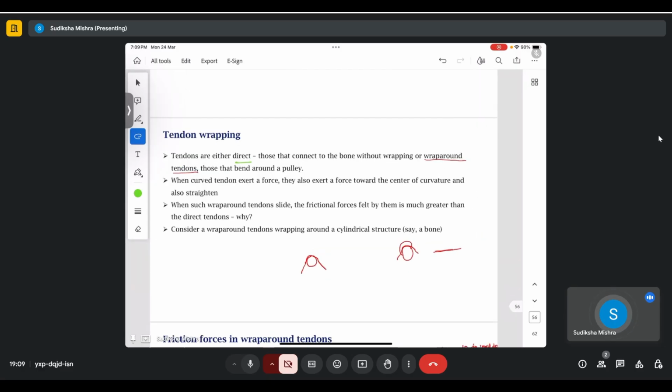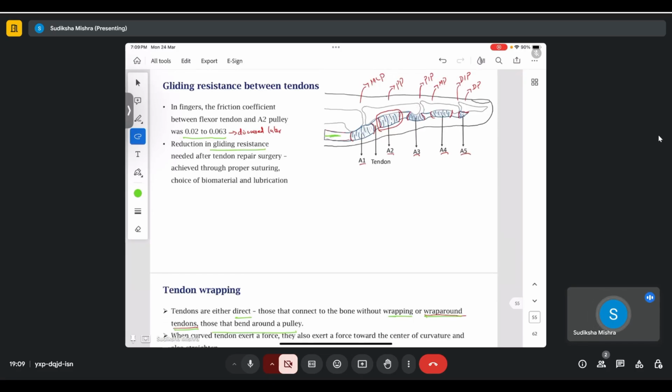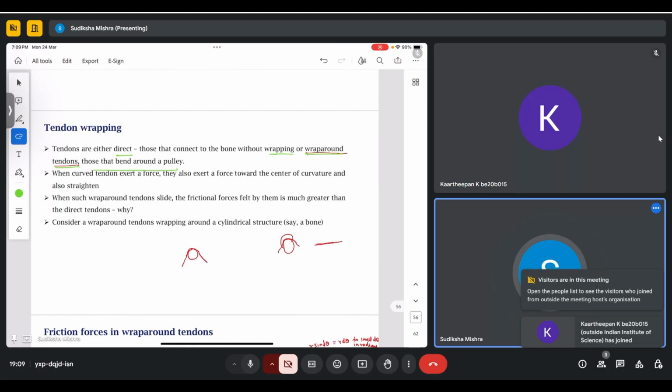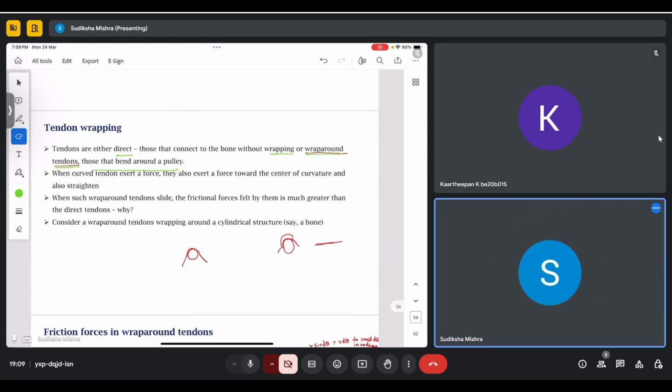So, tendons can be of two types. They can either be direct, connecting to the bone without wrapping, or they can be wraparound tendons, which bend around a pulley. In this case, this is the pulley. When a curved tendon exerts a force, it also exerts a force towards the center of the curvature and then straightens out. And when such wraparound tendons slide, they feel a very high frictional force as compared to direct tendons.